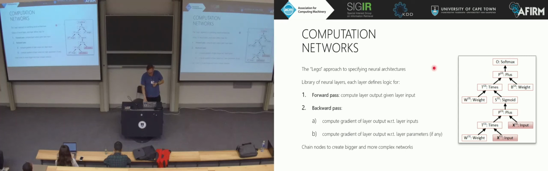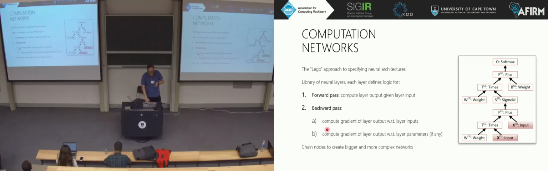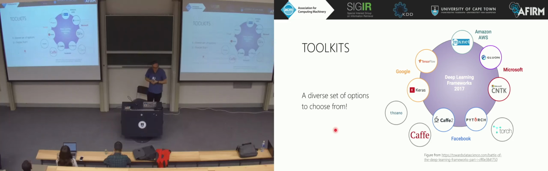And yeah, the two things it needs to be able to do is a forward pass, where it takes your input and produces the output. So in this case, it takes the x and produces this y2, then figures out the error, then does a backward pass to figure out the gradient and how to update the weights. So this is what the toolkits are doing for you.